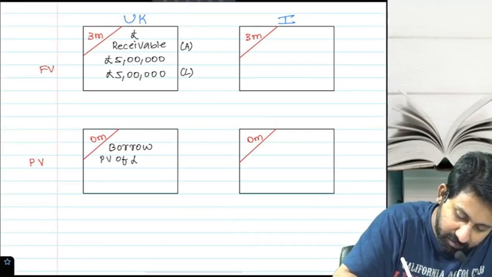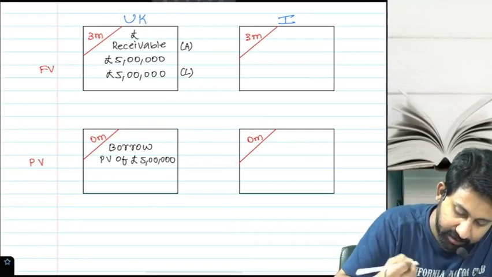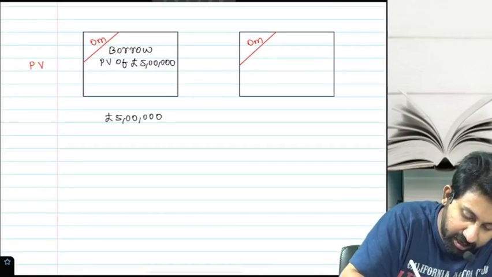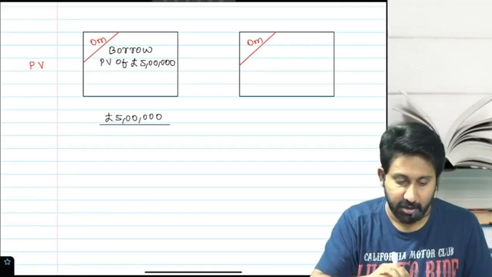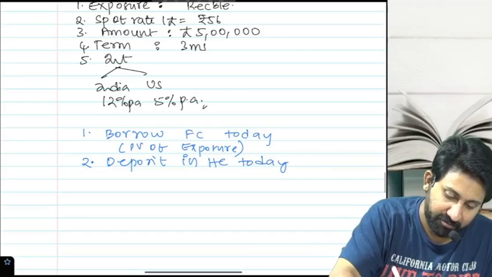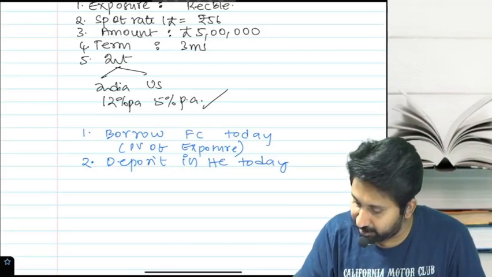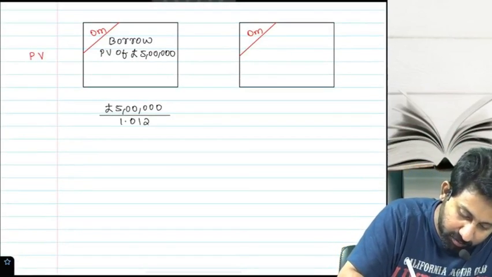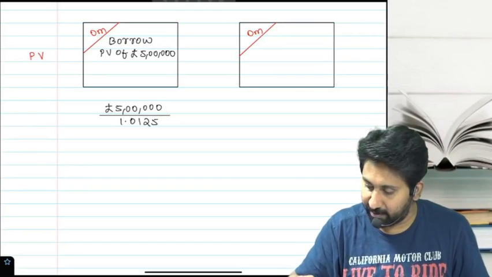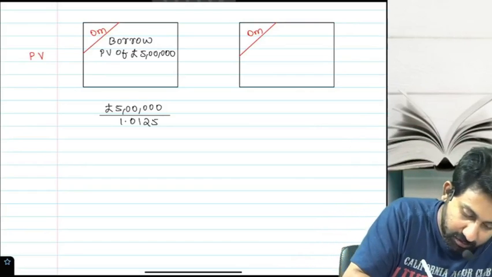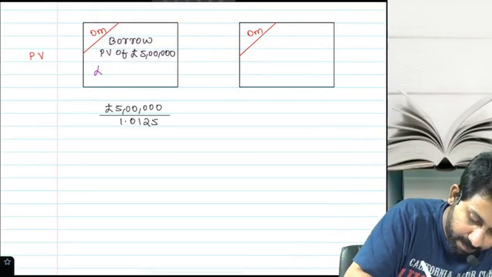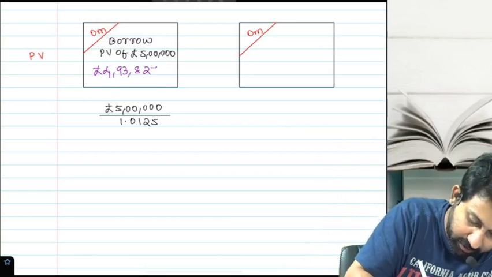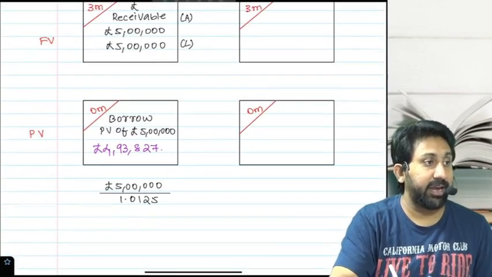Present value of pounds 5 lakh. Working I will do here. Pounds 5 lakh I will receive after 3 months. What is the interest rate in pounds? 5%. 5 into 3 by 12, 1.25%, means 1.0125. So 5 lakh divided by 1.0125 means how much? 4,93,827 pounds.